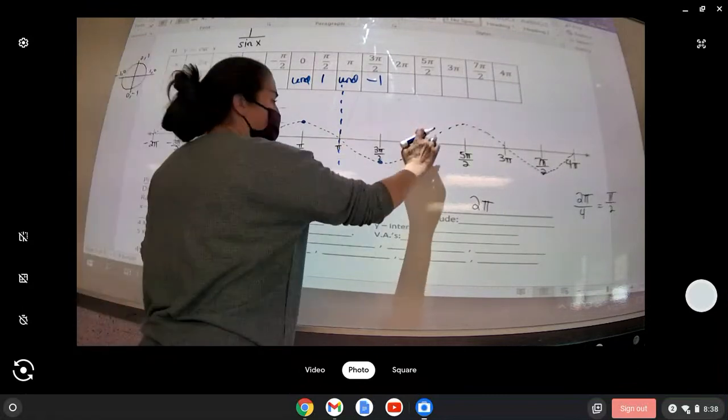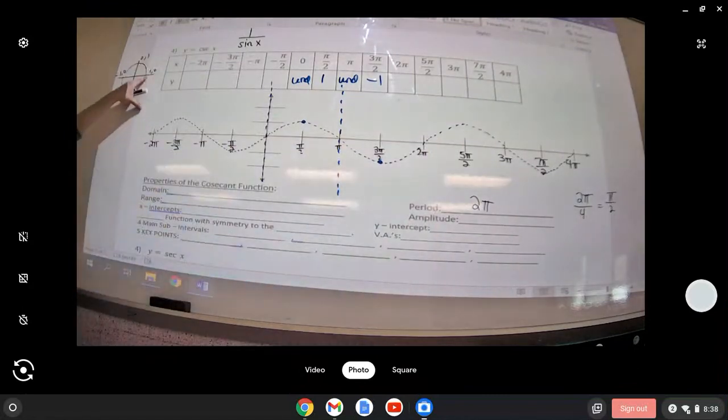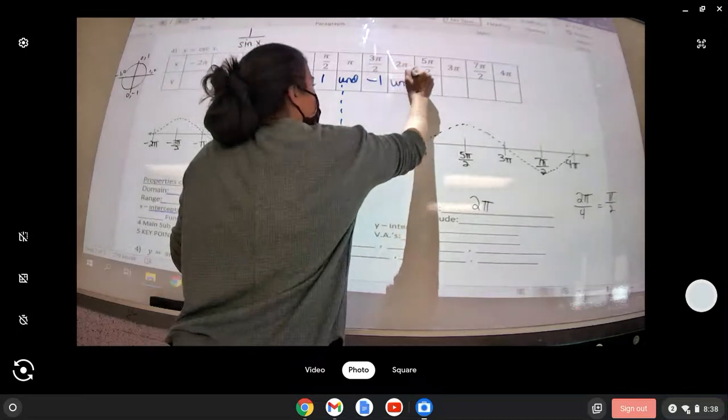All right, and then we get to 2 pi. And at 2 pi, we're back here full circle. The sine of 2 pi was that y-coordinate 0. So the cosecant of 2 pi is the reciprocal of that y-coordinate, which is undefined. So it's yet another vertical asymptote.